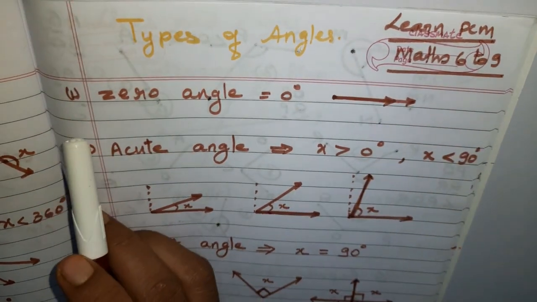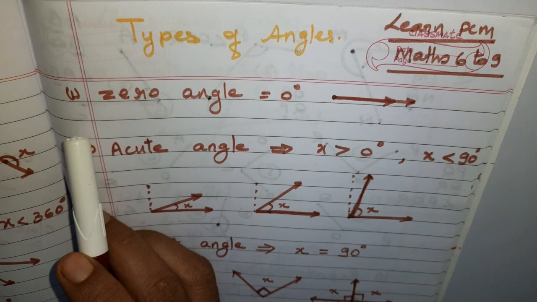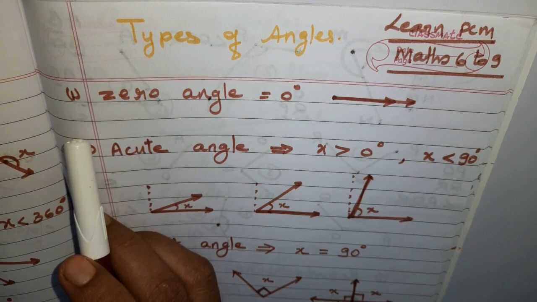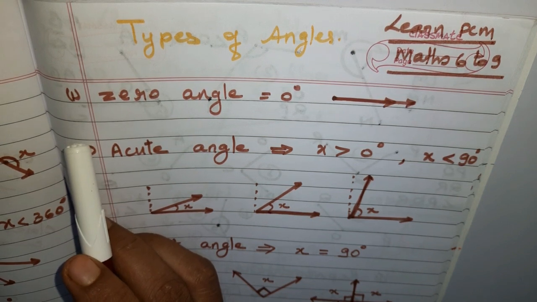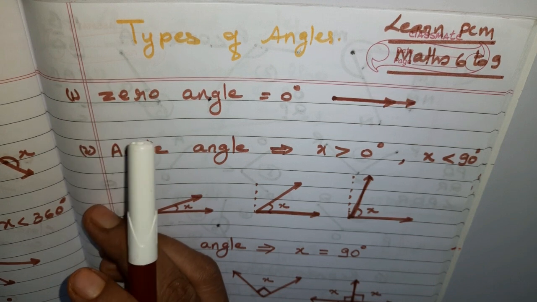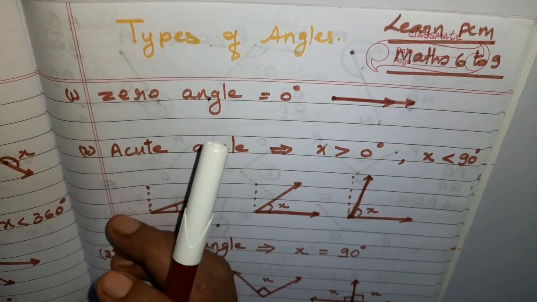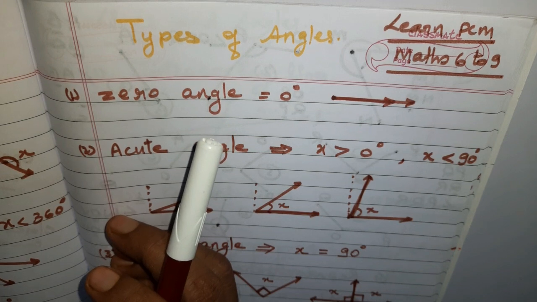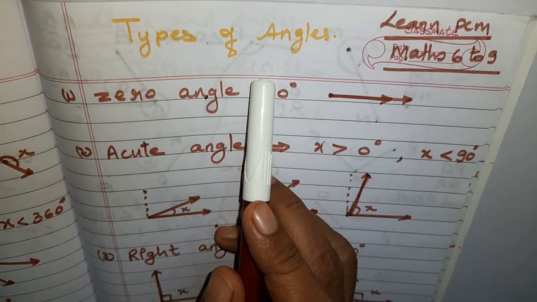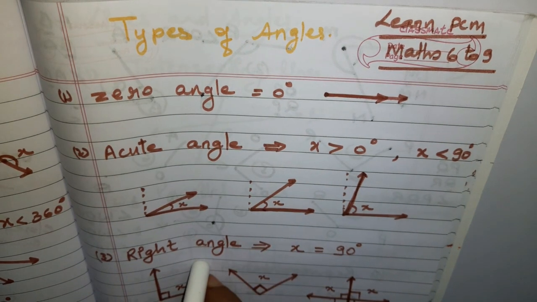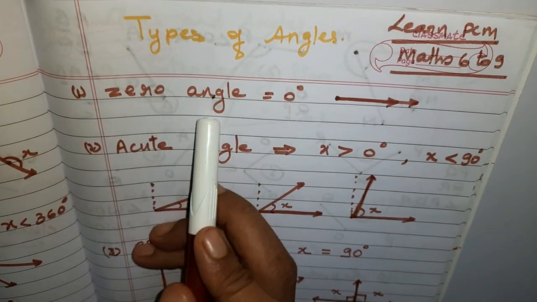We are going through a series of sessions for the chapter Lines and Angles, and this session is for classes 6 to 9 because we are discussing very basic terms of geometry. Now today we have come with types of angles, and we will discuss different types of angles. So the very first angle is the zero angle.